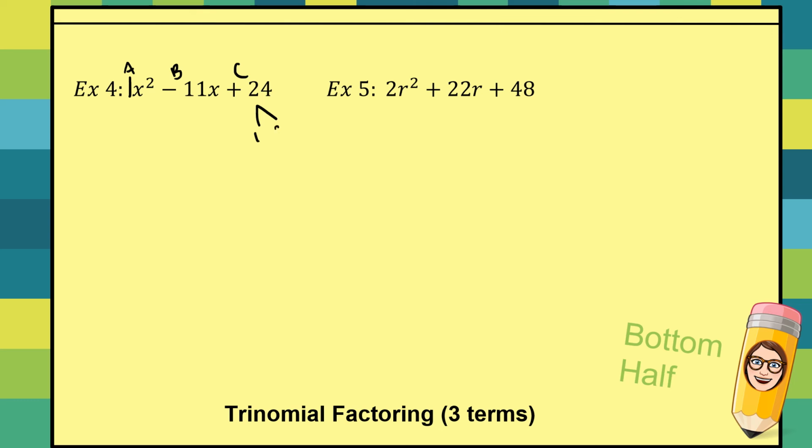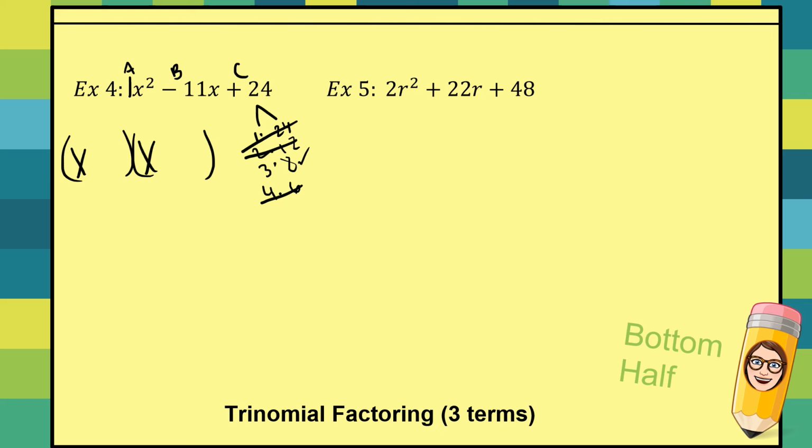Factors of 24: 1 and 24, 2 and 12, 3 and 8, 4 and 6. Which of those factors can get me to 11? 1 and 24? Nope. 2 and 12? No. Close, but no. 3 and 8? Yes. 4 and 6? Close, but no. Let's set up our two parentheses.